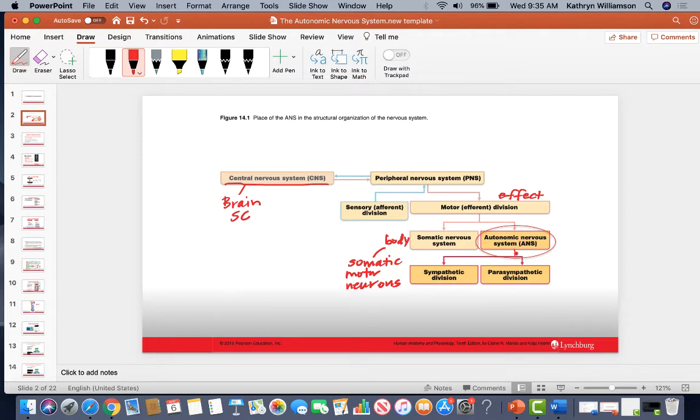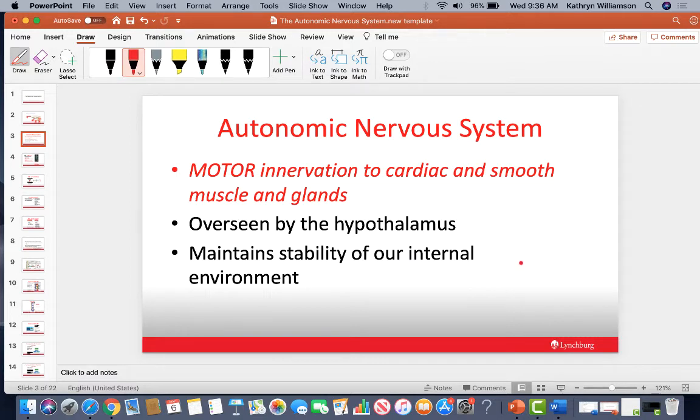We can divide it into two different divisions. The autonomic nervous system can be divided into sympathetic, which is our fight or flight response, and the parasympathetic division, which is known as our rest and digest, so kind of slowing down of processes. Both of these components fall under the big heading of autonomic nervous system. The autonomic nervous system is the motor innervation to cardiac and smooth muscle and glands. So we're talking heart, smooth muscle throughout the body, and glands. The boss of the autonomic nervous system is the hypothalamus, because it's running the show and telling everybody what to do. And the autonomic nervous system is important to maintain our stable internal environment.